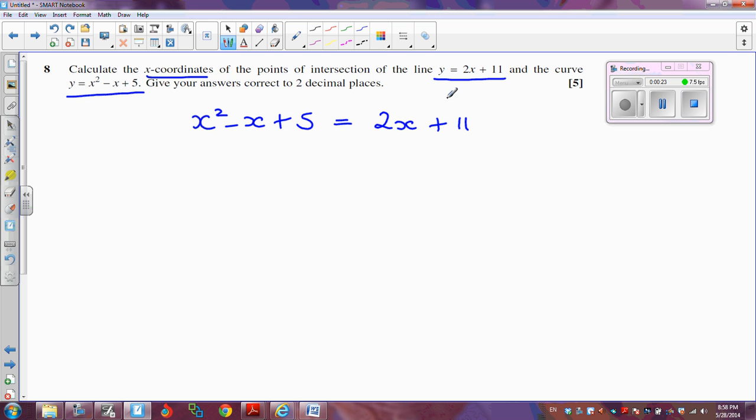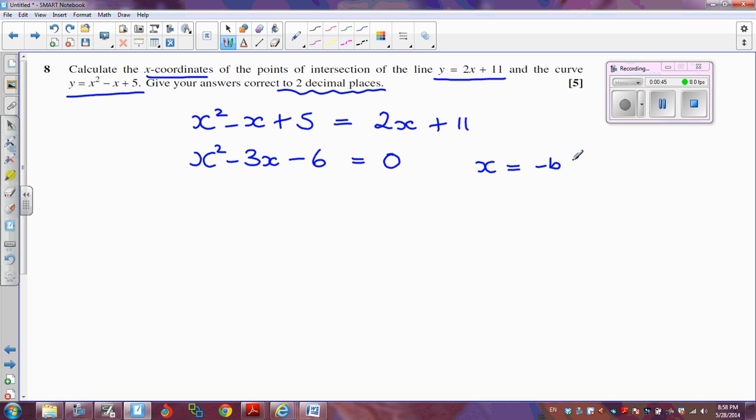Now it's a quadratic equation, so I'm going to subtract these from both sides. Subtracting 2x from both sides gives me minus 3x. And if I subtract 11 from both sides, that gives me minus 6, and that's equal to 0. So I'm now going to use the quadratic formula, and the reason I know that is because the question says give your answers to 2 decimal places, which means that it doesn't factorize.